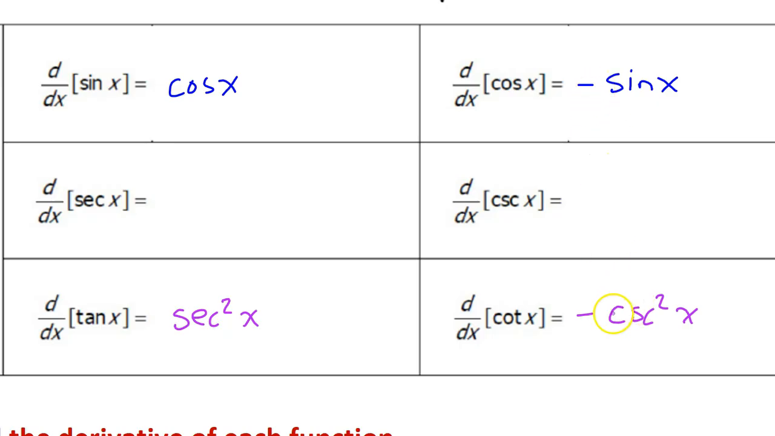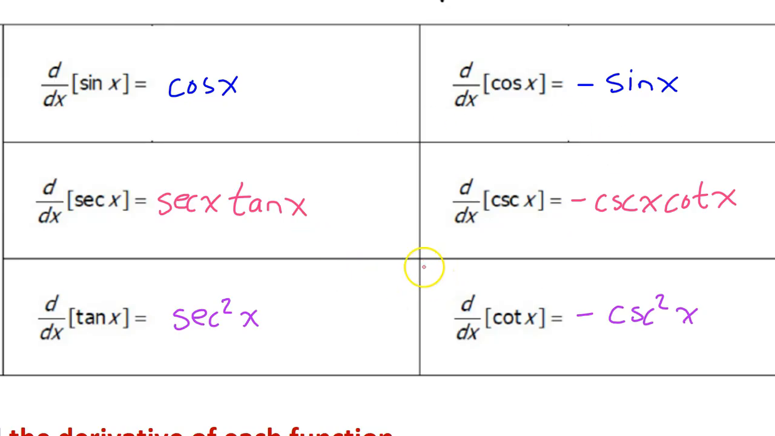We have noticed the pattern that whenever you take the derivative of one of these cofunctions, the rule has a negative in the front of it. So now it's time to learn the 2 new ones. The derivative of secant x is secant x tangent x. Based on that, you can probably guess that the derivative of cosecant x will be negative cosecant x cotangent x. So now we know all 6 trig derivative rules.